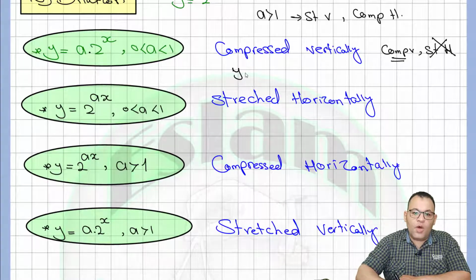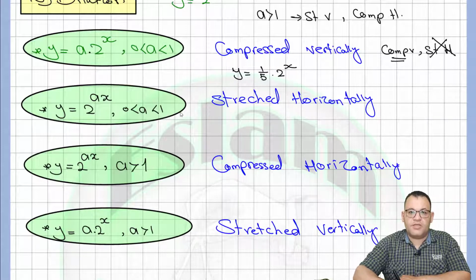Like when you have here y equals 1/5 multiplied by 2 to the power x. The graph now will be compressed vertically.